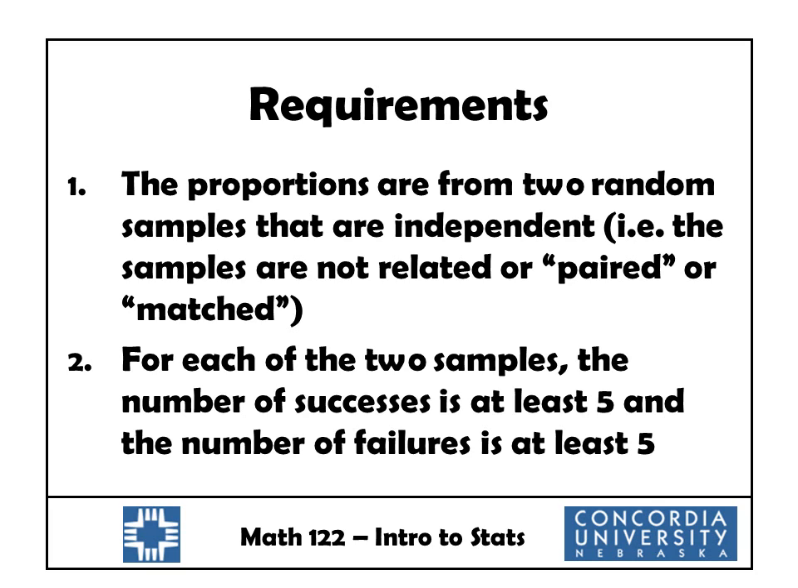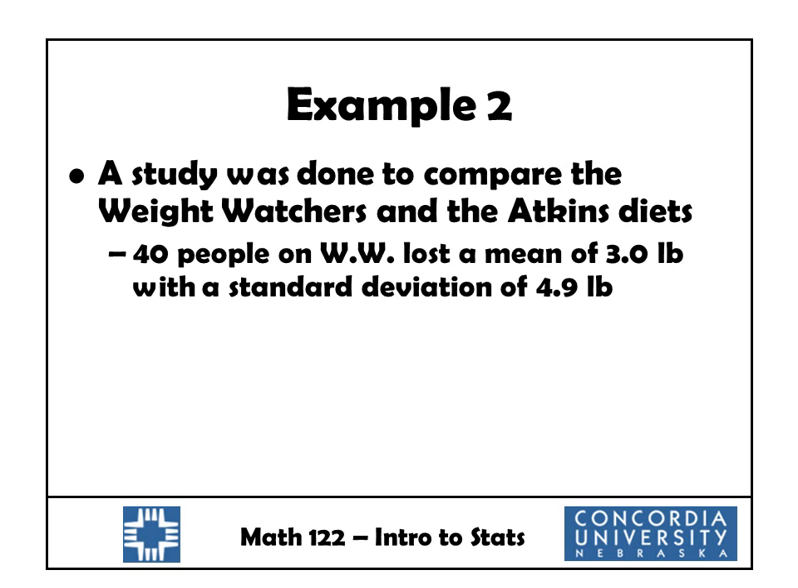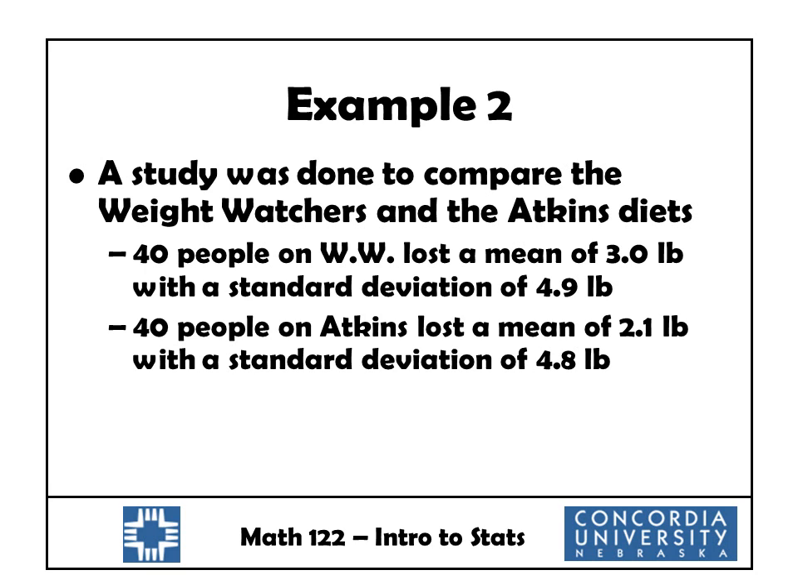to be appropriate. In our first example, we compared proportions from 2 different populations. In this second example, we're going to compare means from 2 different populations. So a study was done to compare the Weight Watchers and the Atkins diet. 40 people on Weight Watchers lost a mean of 3.0 pounds with a standard deviation of 4.9 pounds. And 40 people on Atkins lost a mean of 2.1 pounds with a standard deviation of 4.8 pounds.